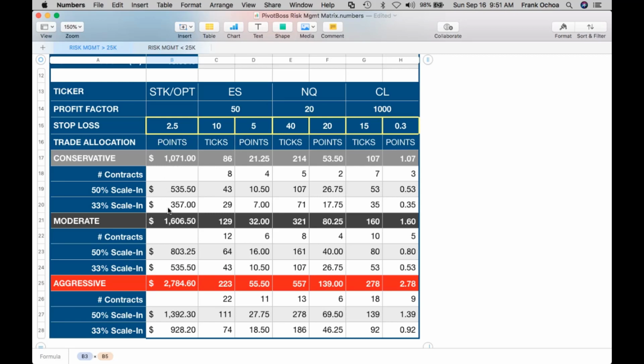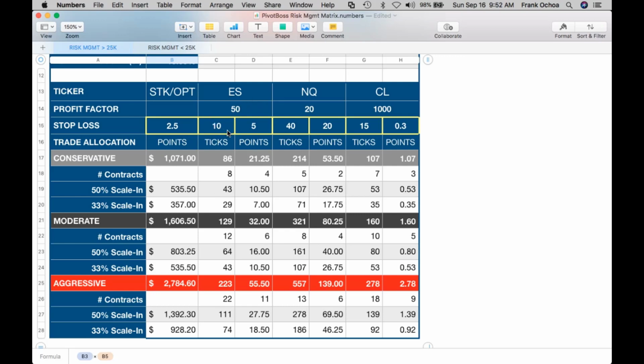If you want to go thirds, then you can go 357 on the first scale, 357 on the second, and 357 on the third. Again, it's dividing this 1071 by 3 to give you that figure. So you have a quick understanding: if I'm going to trade options right now and I want to buy 3 contracts, I can buy 3 contracts at $3.57 or less. Or say it's $1.25 for a contract that you want to buy, then you can buy 2 or 3 perhaps in each scale. So again, it tells you how much you can risk per scale.